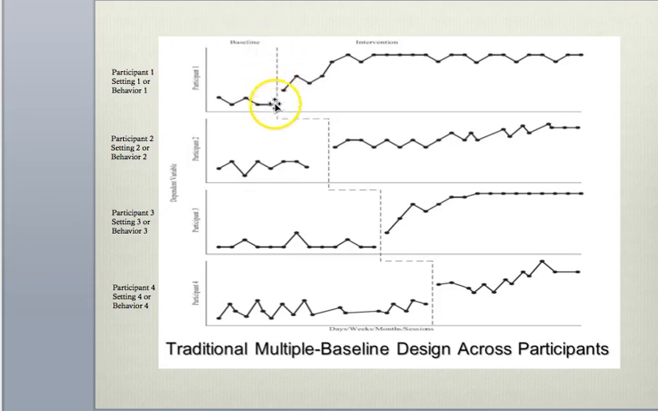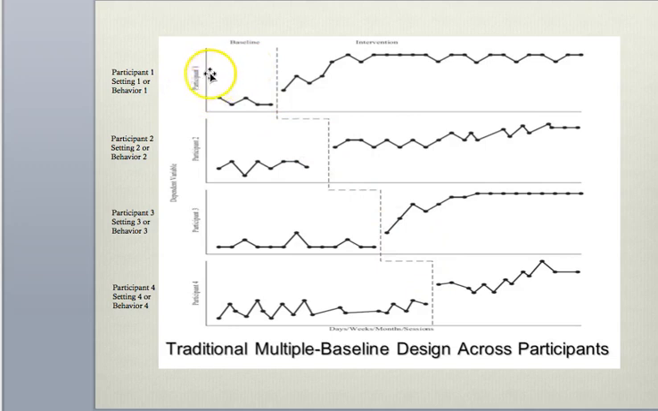Here is our phase change line. This is our condition change, and our intervention is then put into place for the first person. And the other individuals remain in baseline. After a period of time, we then put the intervention in for participant 2, another 5 or 6 sessions, and we put the intervention in for participant 3, and then after another staggered period of time, we intervene with participant 4. Now remember, these could be 4 different settings, but the onset of treatment is staggered. Or these could be 4 different behaviors.